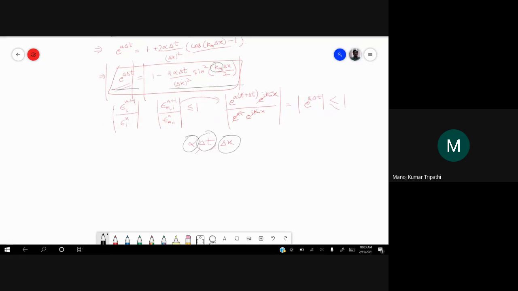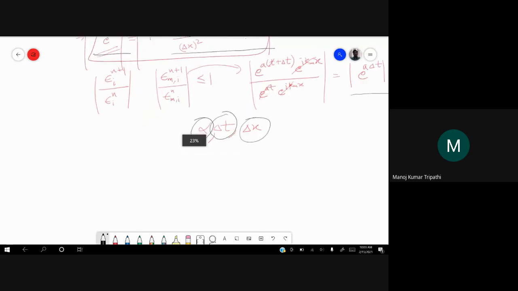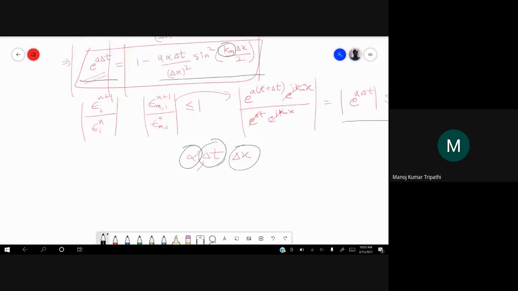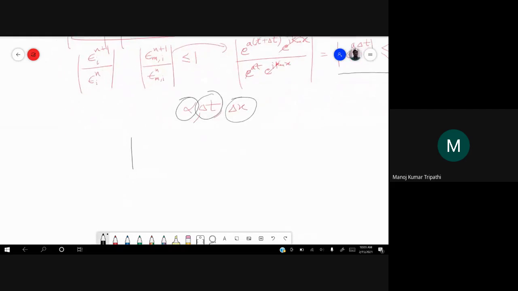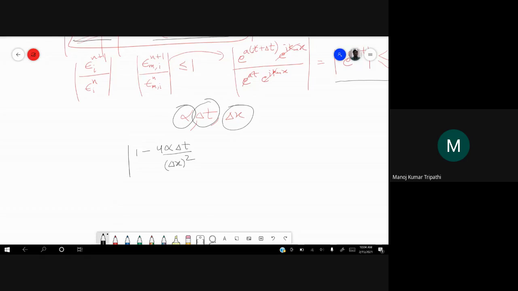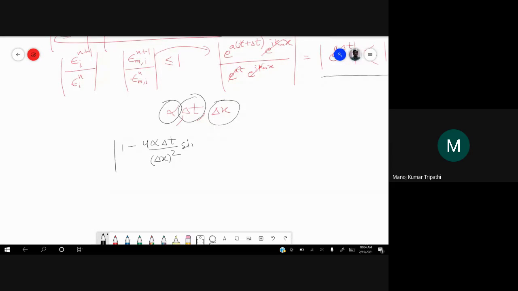Now we said that mod of e raised to power delta t should be less than or equal to 1. So let us now take the mod of this. It will be mod of 1 minus 4 alpha delta t by delta x square sine square, let us call it some theta. Okay, so now this should be less than or equal to 1.